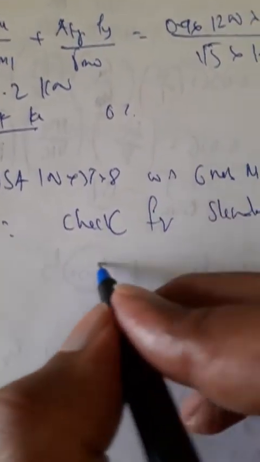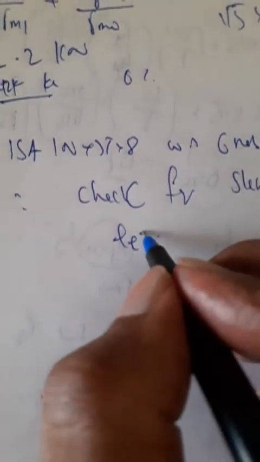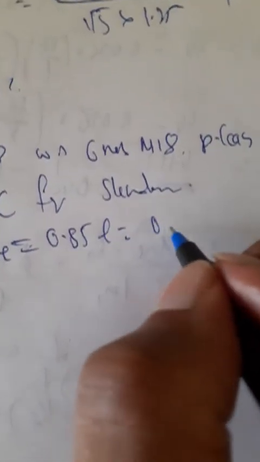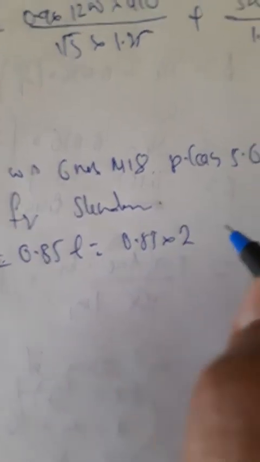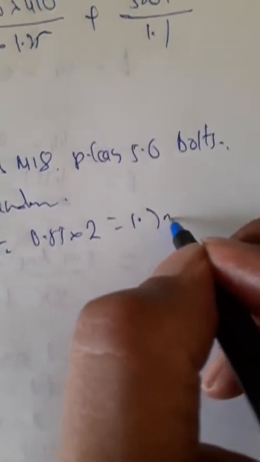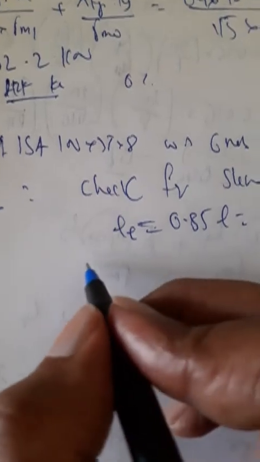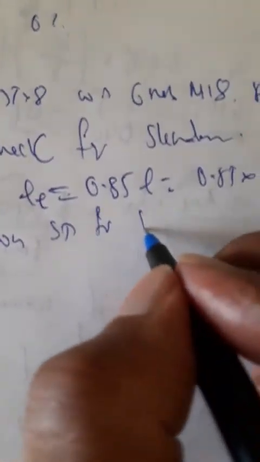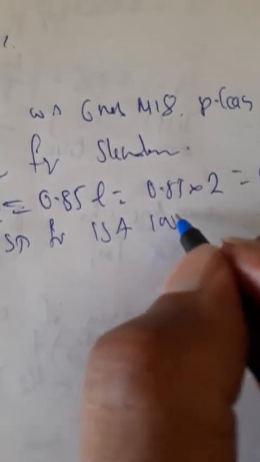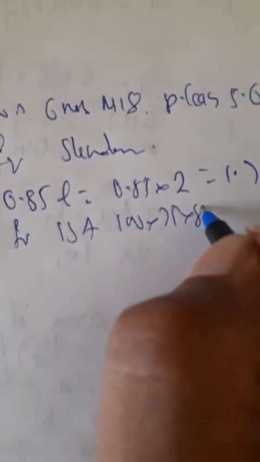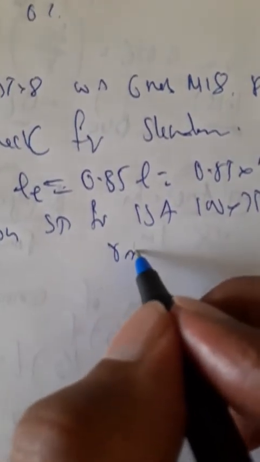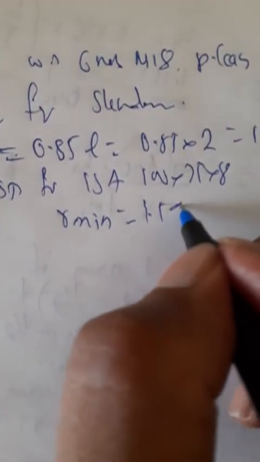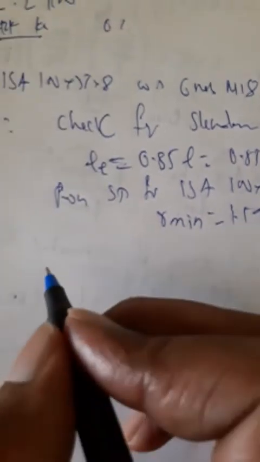Step 5, check for slenderness. So from steel tables, or first find out effective length LE. So LE for truss member is 0.85 L. So 0.85 into 2, 1.7 meters. Now from steel tables, for ISA 100 by 75 by 8, calculate R minimum. So R minimum, I am having the answer 1.59 centimeters.